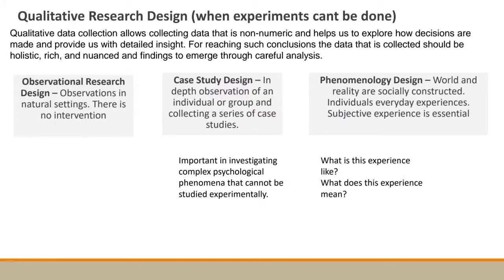So qualitative research, remember this is our other research style, is really for when experiments can't be done. It allows for collecting data that's non-numeric, it's not numerical data, and it's not going to be analyzed statistically. It helps us to explore how decisions are made and to provide us with detailed insight about something. For reaching such conclusions, the data that is collected should be holistic, rich, and nuanced, and findings should emerge through careful analysis. So this is data that can't be put into a statistical process.